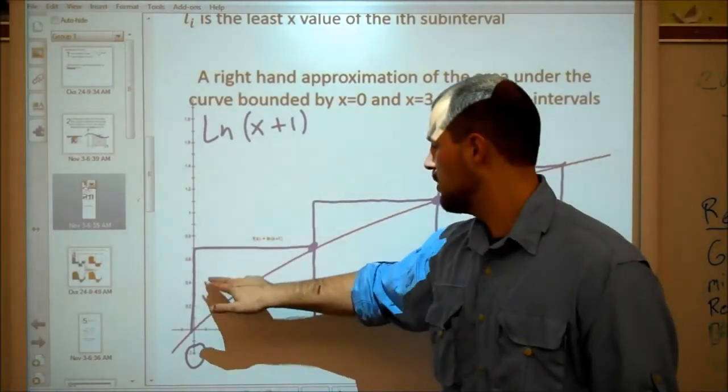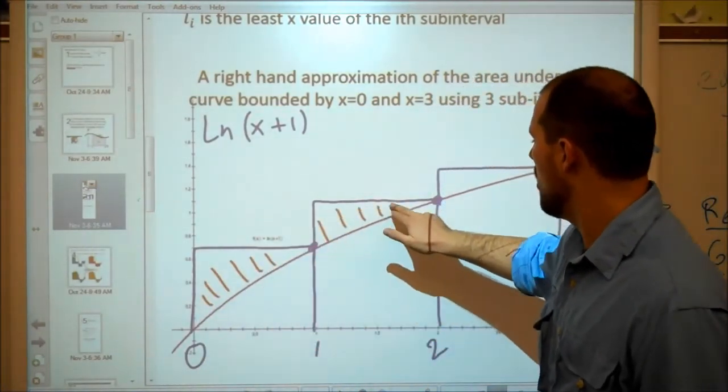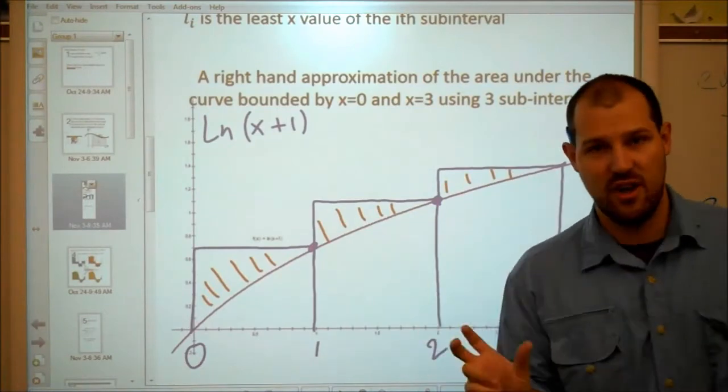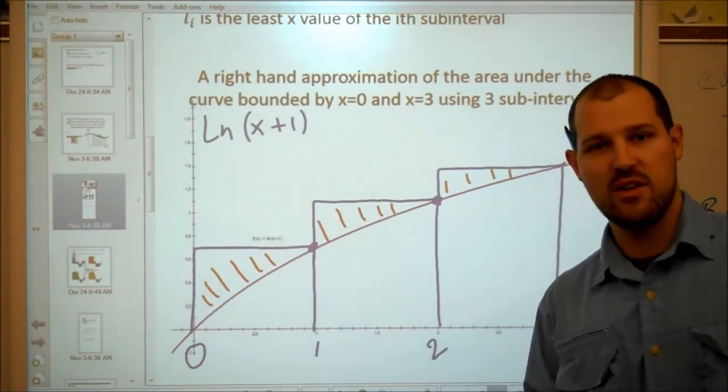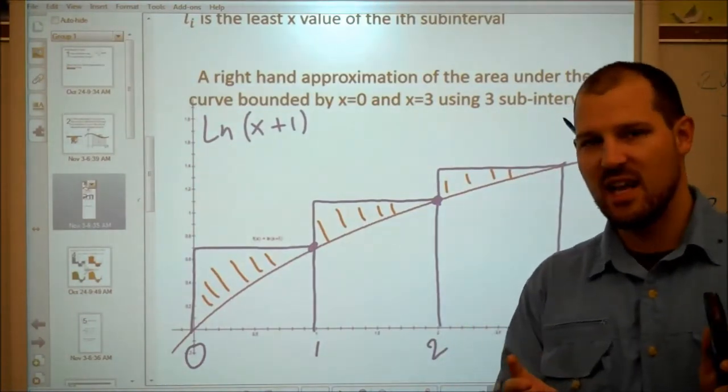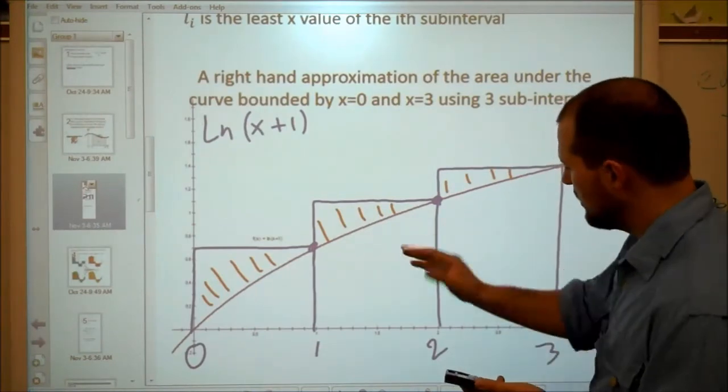However, this is all above the curve. That's all extra area that we didn't need. This is just how the calculation goes. They're approximations. They're not exactly right, but they're close. Okay, so let's figure out what this is.